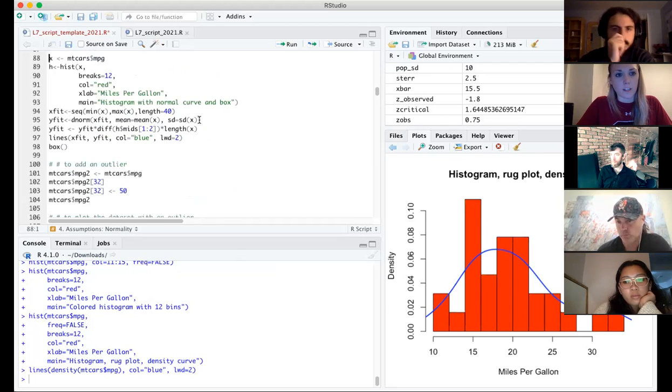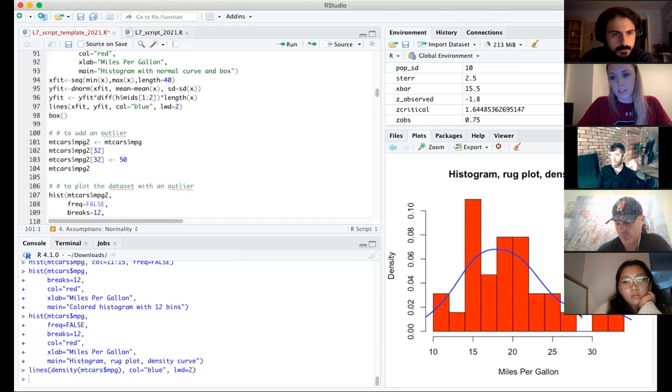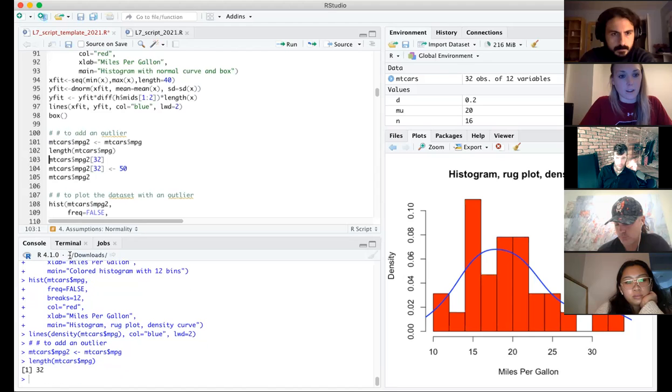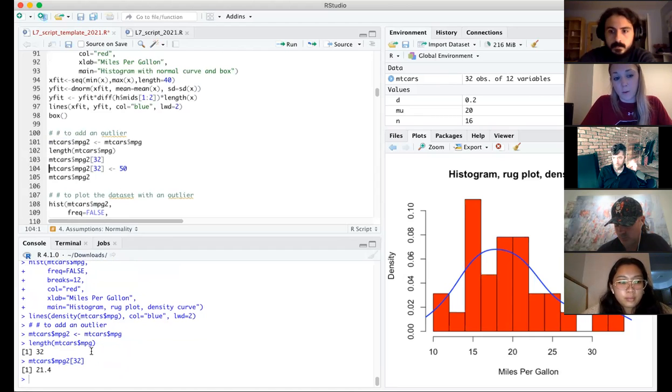Okay, so I'm actually going to skip down here to add an outlier, so you can see what the data looks like right here. I'm going to create another column called miles per gallon 2, so I don't overwrite the current one. And I'm just going to assign that to the original column. And then I know the length of mtcars is 32. So I'm going to change that last data point. Right now it's 21, but I'm going to make it more extreme so we can pull the data out so you can see what the distribution looks like.